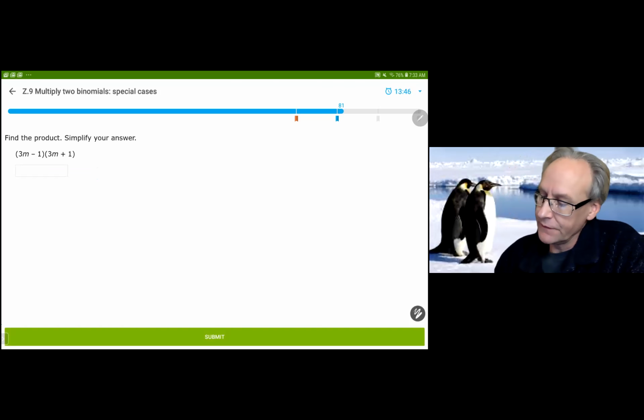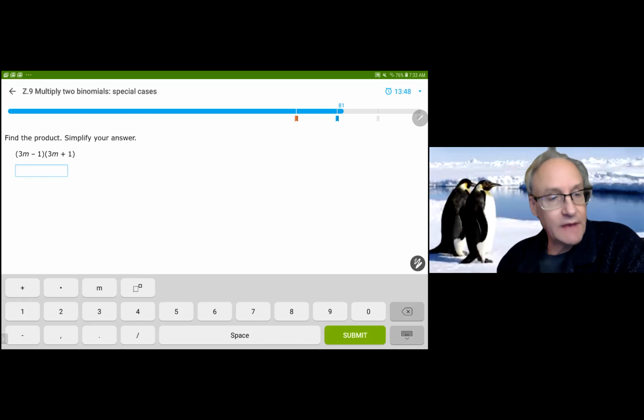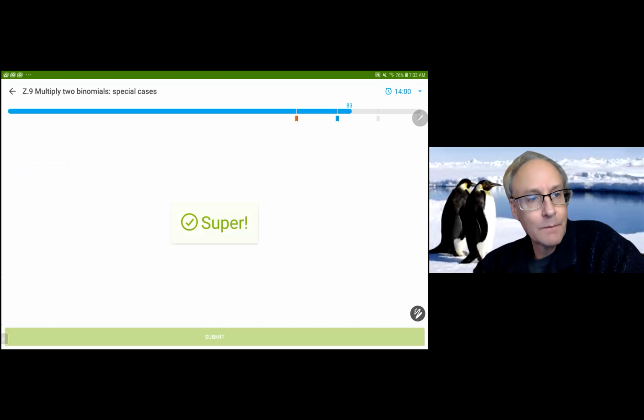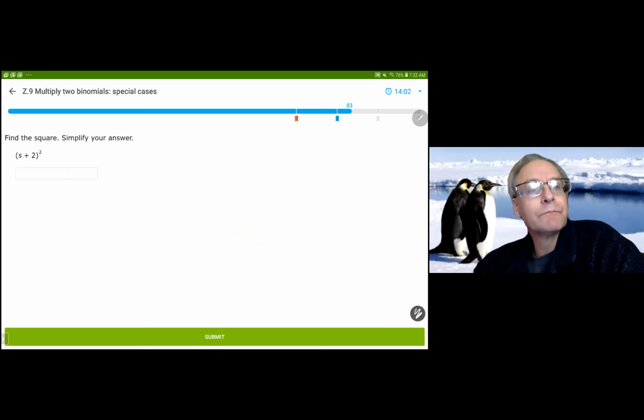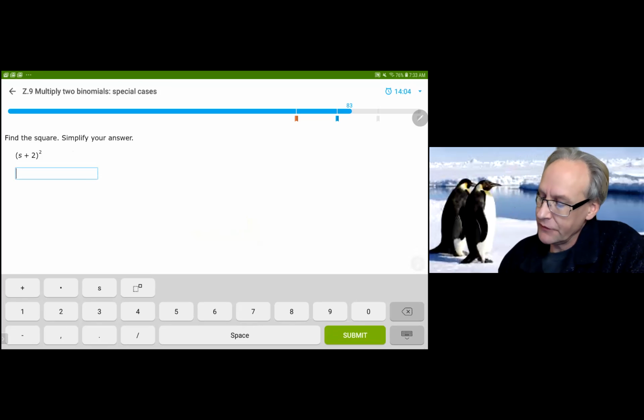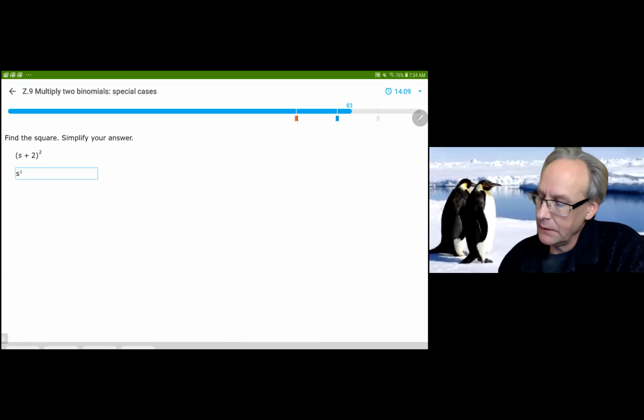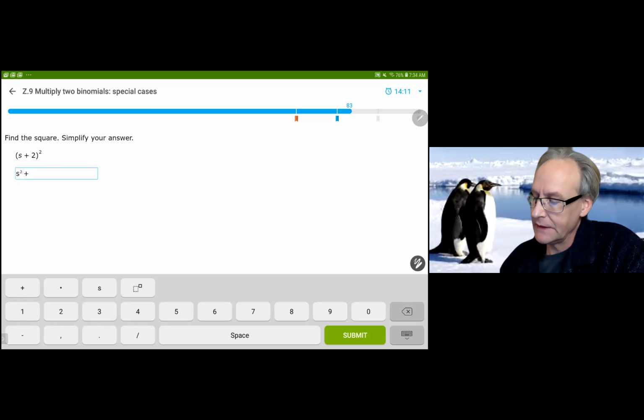This one is going to be a difference of squares because it's a minus b times a plus b. That is 9m squared. Be careful, that is a 9. And we have a minus 1, don't we? Have to take a difference of squares. This one is going to be a perfect square trinomial. That is s squared. Our middle term is going to be plus. We're going to double the product. 2s doubled is 4s. And then we have a plus 4, of course.